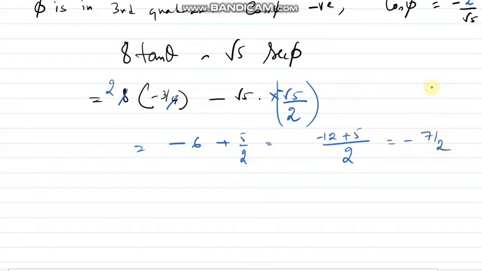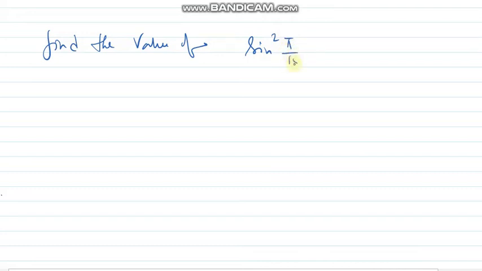This is the value. So please be very careful about which quadrant the values are coming from. Now if I proceed to the next sum, we need to find the value of sin square pi by 18 plus sin square pi by 9 plus sin square 7 pi by 9 plus sin square 4 pi by 9.